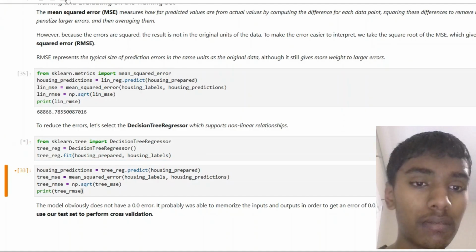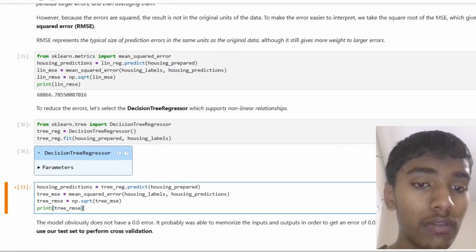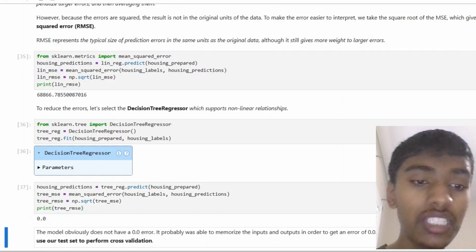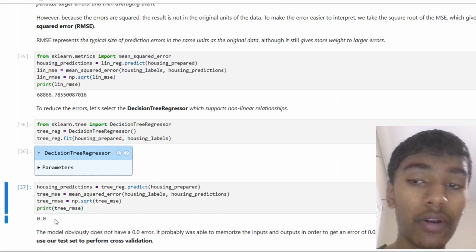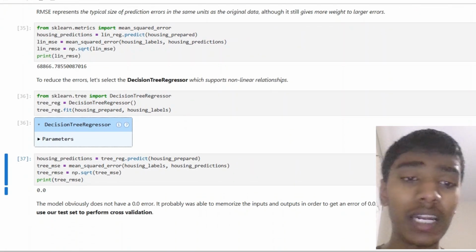Let's go ahead and run the first cell, and let's go ahead and run the second cell. So you see that we got a 0.0 error. Now, that might seem way too optimistic. How can a model have a 0% inaccuracy?